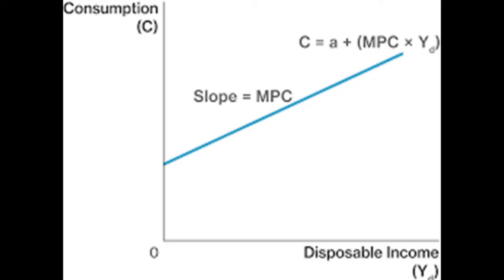This is the graph showing the consumption function. Here on the x-axis we take disposable income, and on the y-axis consumption. This zero to this blue line is autonomous consumption, and this is actually the consumption function C equal to a plus MPC into YD, or bY. The slope of this line is MPC.